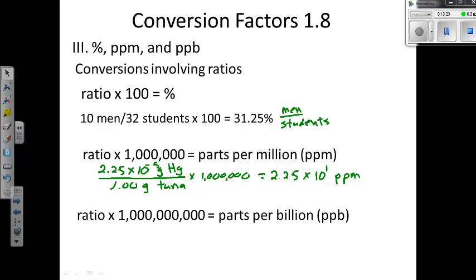And parts per billion also works. You take a ratio times a billion, and then you have the number in parts per million and parts per billion. And the important thing here is that these always describe ratios, right? So this is parts per million mercury in tuna, right? So if you have something like percent or ppm or ppb, there should be a ratio somewhere that you're describing, right? You should be able to come up with the ratio that you're talking about.